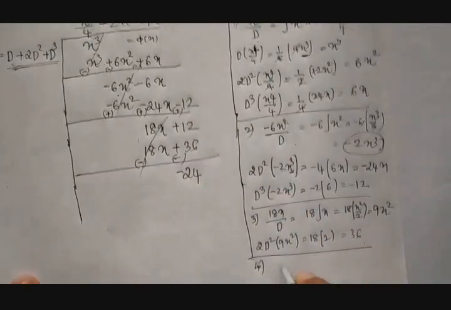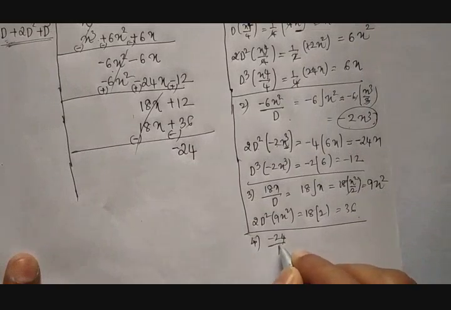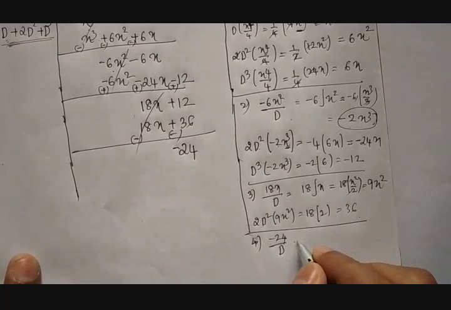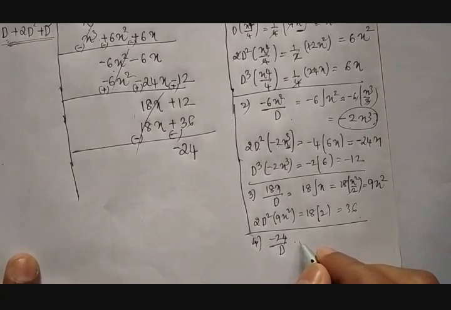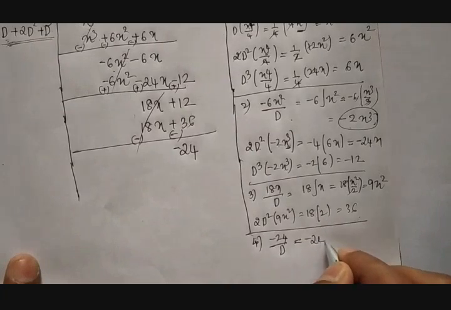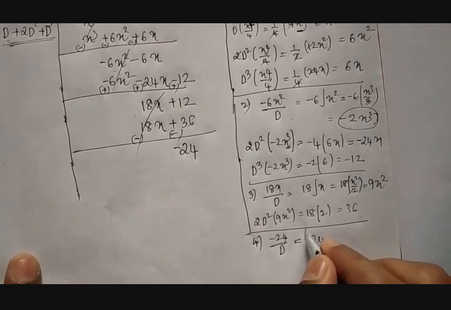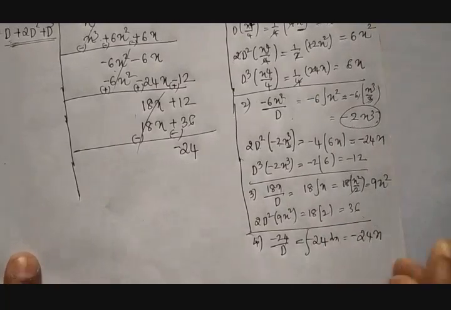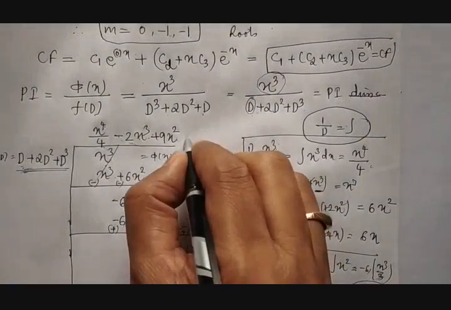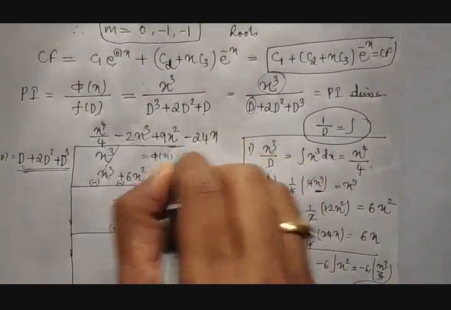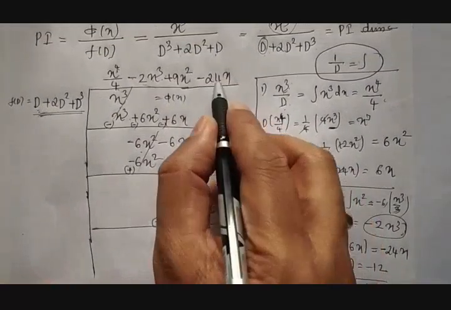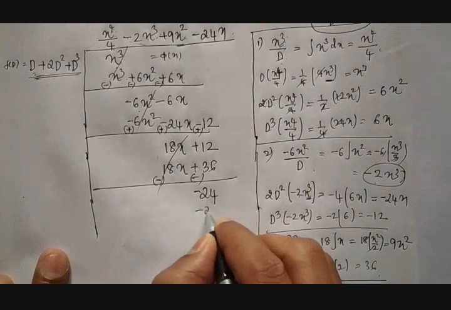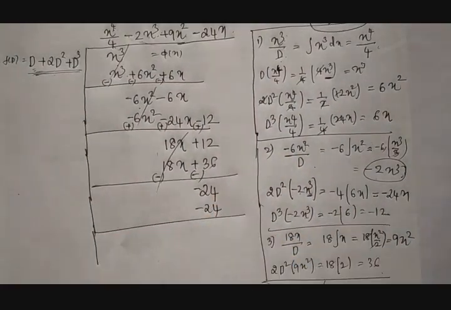Next, fourth step. So first term, minus 24 divided by D means it is minus 24 into integration, means integration of minus 24 with respect to x. So that is minus 24x. So that will be written here. Fine. Therefore, again you take minus 24x into D, which will be the differentiation of minus 24x, that is minus 24. Next, all will be.